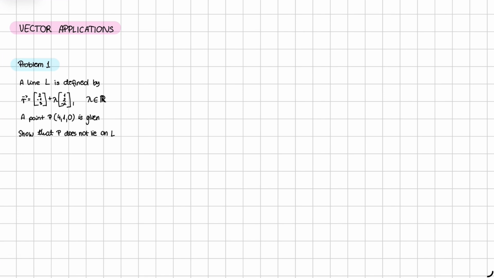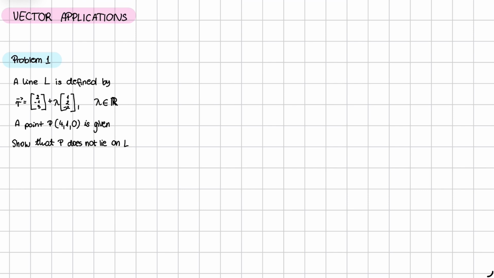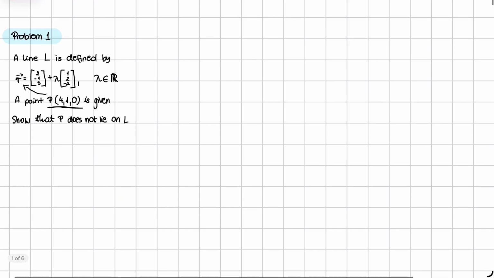A line L is defined by vector r. A point P with coordinates 4, 1, 0 is given. Show that P does not lie on L. So simply we have to substitute this point into our line L. So this point has to be substituted as vector r.